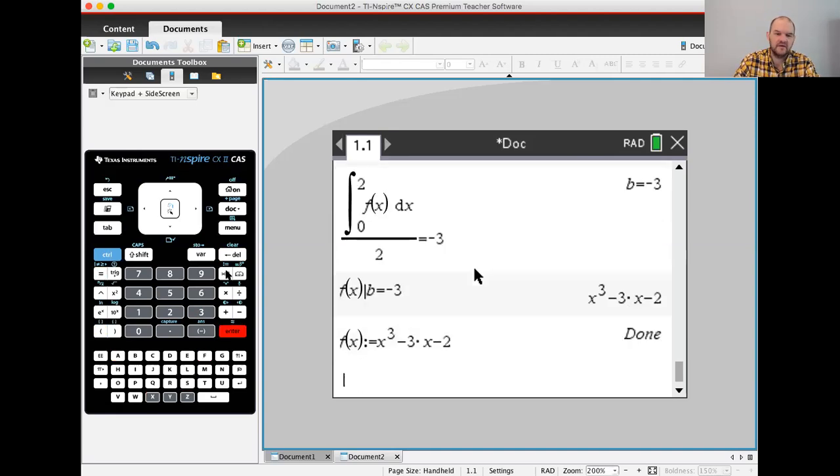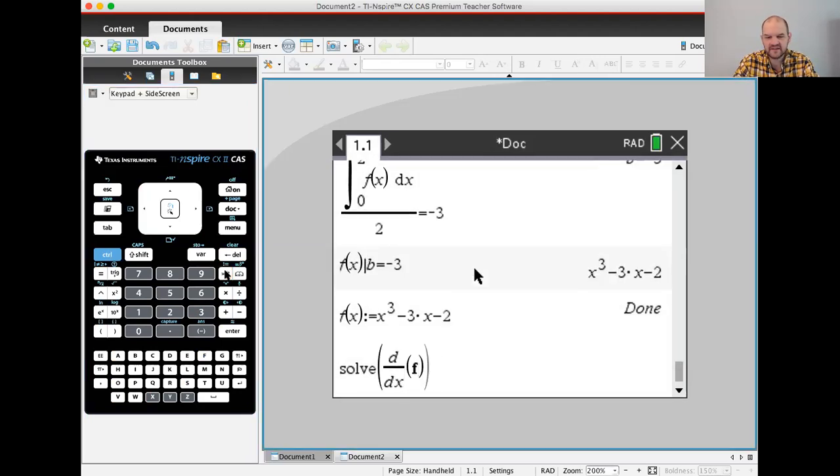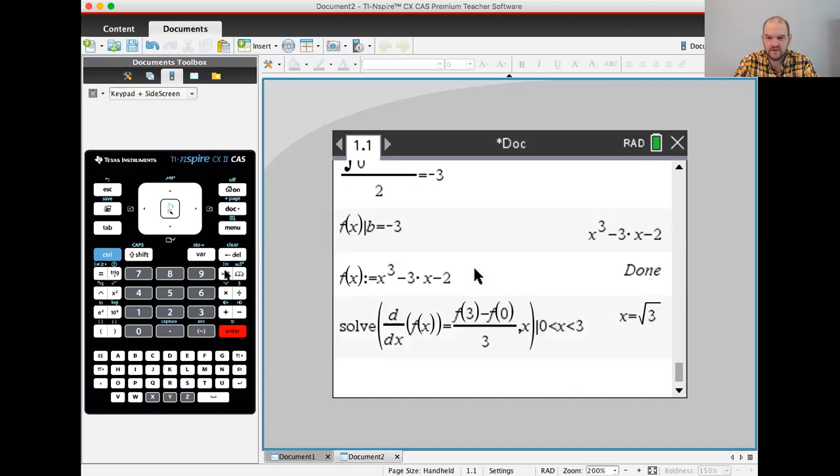And then the final thing was I want to try to solve the derivative of f of x. I like going back and seeing how the calculator would have handled old questions. It also increases your calculator skills, and that's really important. So we want to solve this for x, but I need to stipulate that x is between 0 and 3. Square root of 3.